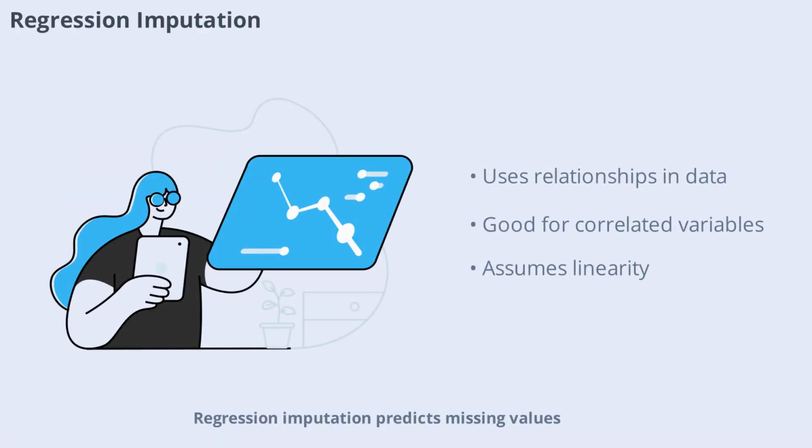Regression imputation predicts missing values using other variables in the dataset. By building a regression model, you can estimate what the missing value would likely be based on the relationships in your data. This method works well when there are strong correlations between variables. However, it assumes that the relationships are linear and may not capture more complex patterns.